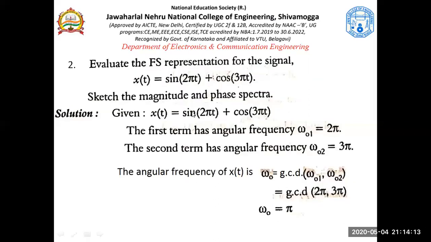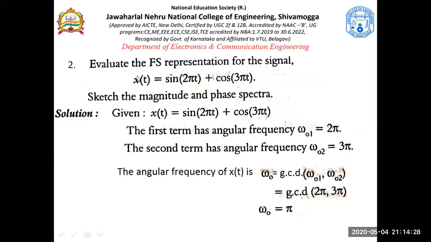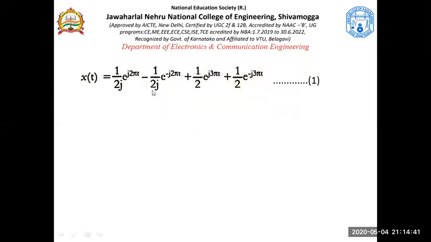Okay. Now, what did we do here? This is given. So sine 2 pi t needs to be expressed in terms of complex exponentials. Similarly, cos 3 pi t needs to be expressed in terms of complex exponentials. Now see here, sine 2 pi t is e power j 2 pi t minus e power minus j 2 pi t divided by 2j. So in the denominator we'll have 2j. This is the sine wave. This is the cosine wave. The cosine wave will have 2 in the denominator.